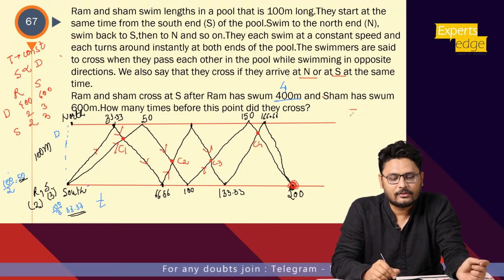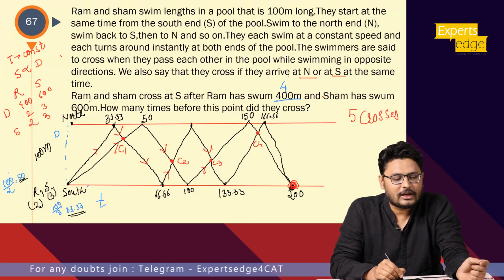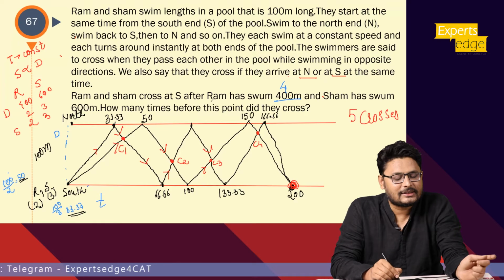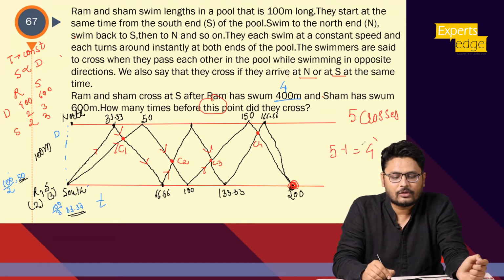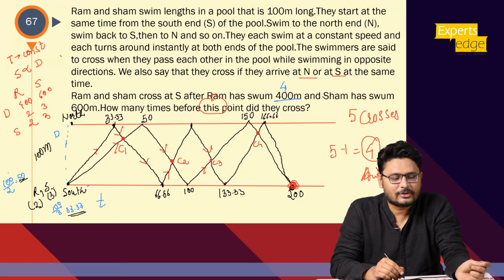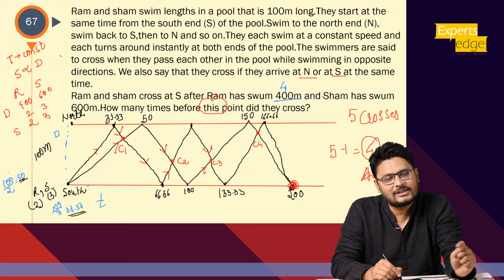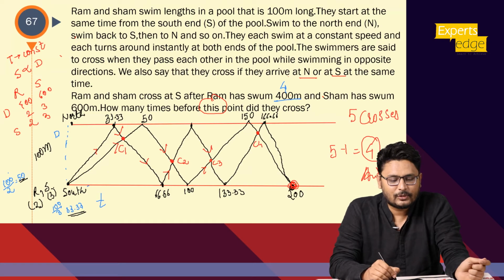Actually it is 5. ठीक है, so basically total 5 crosses है, but question में बोला how many times they meet before this point. कितने बार this point, मतलब ये लास्ट वाला जो 200 है ये हमको नहीं कंसिडर करना है. So the answer of this question would be 5 minus 1, 4 crosses. That should be the answer, right? वैसे टेक्निकली 5 क्रॉस हो रहा है, बट क्वेश्चन में उसने पूछा how many times before this point did they cross. So ये 200 से पहले they cross for 4 times.